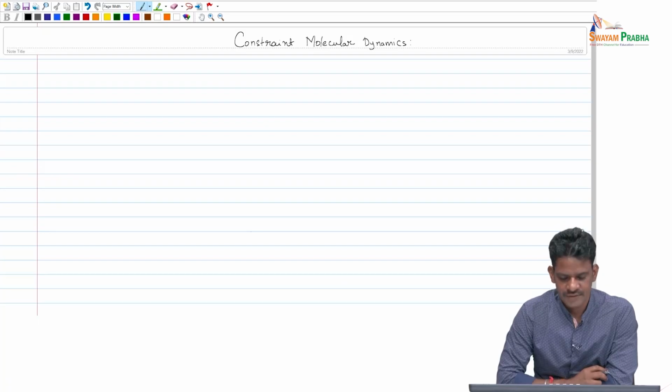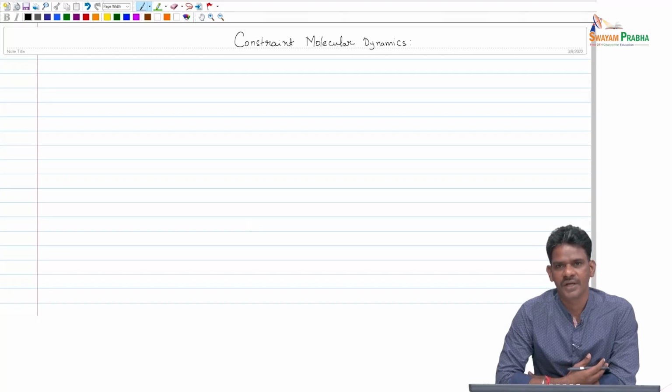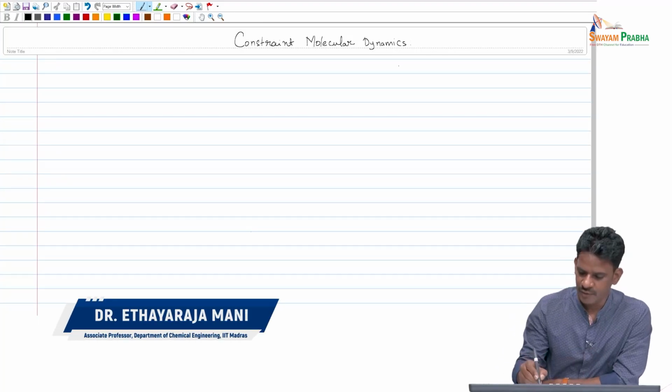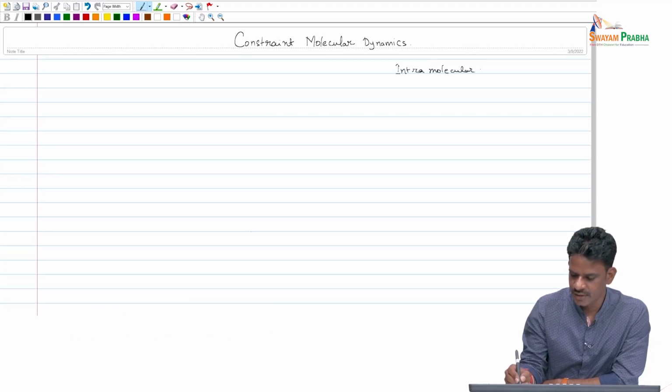So in this lecture, we will discuss constraint molecular dynamics. In the last lecture itself, we discussed some of the motivation for doing constraint molecular dynamics. When we try to simulate a molecule, we recognize that there are intramolecular interactions and also intermolecular interactions present.